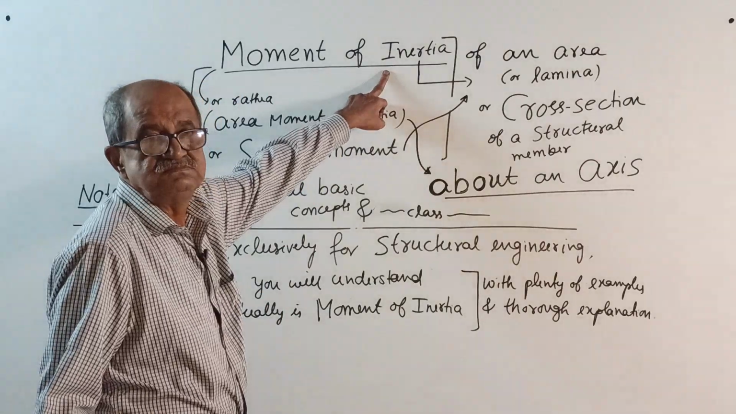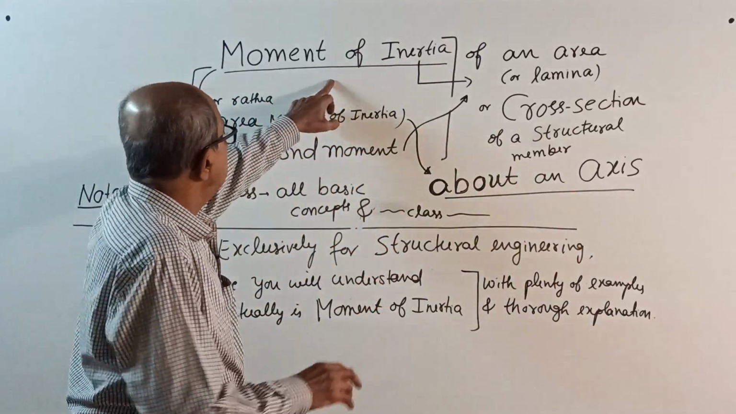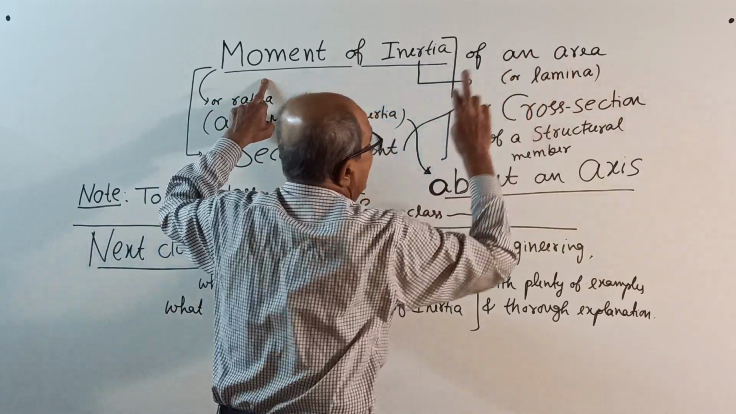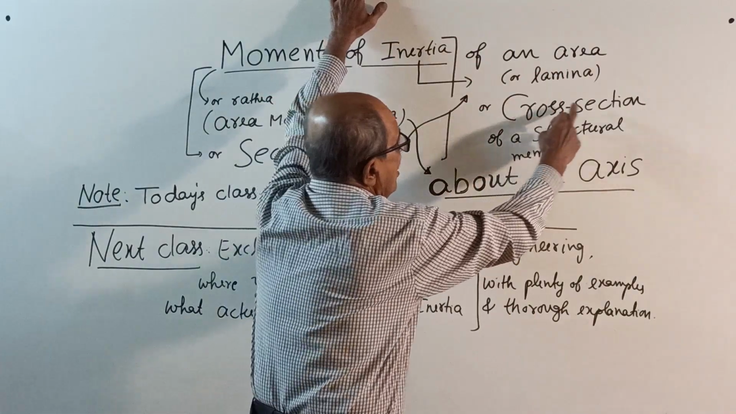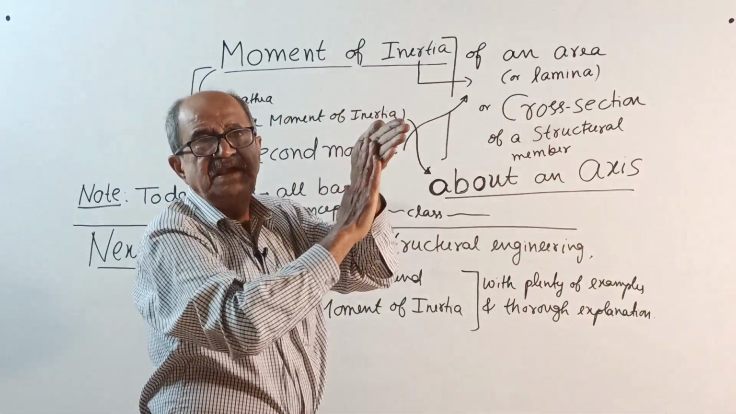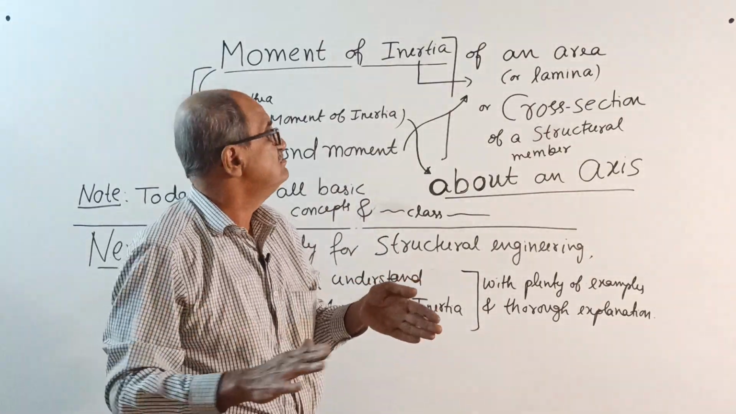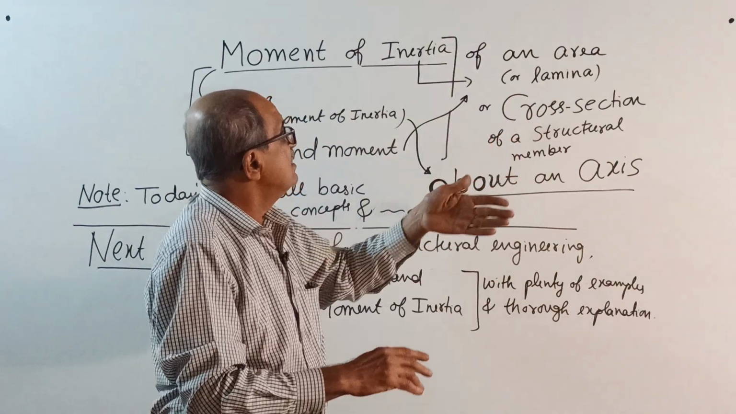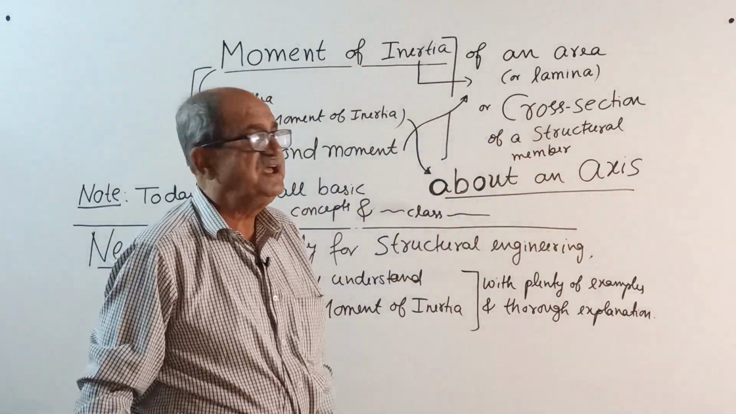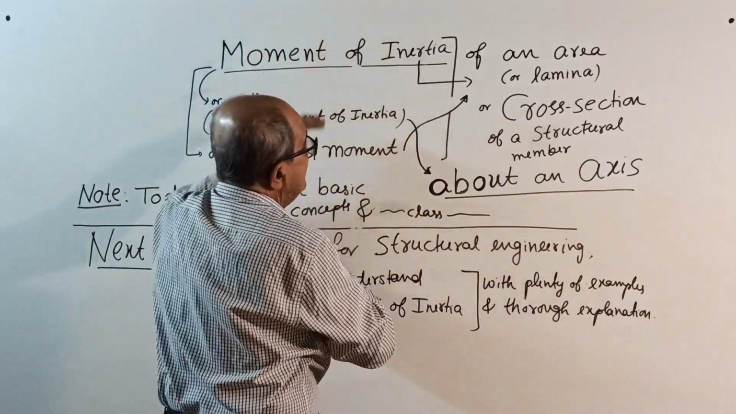Moment of inertia. See, when you consider moment of inertia, don't get worried, you write correctly. Moment of inertia of an area or lamina or cross section of a structural member. Three different terms. See, lamina is a plain area. I told it has got uniform thickness throughout, but thickness we don't consider. This all I told in centroid, or it is an area, or actually in structural engineering it is a cross section of a structural member. So about an axis.